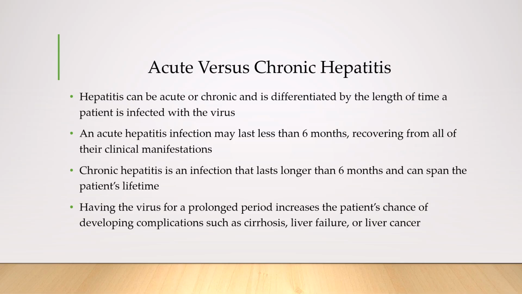So now let's talk about acute versus chronic hepatitis. Hepatitis can be acute or chronic, and it is differentiated by the length of time a patient is infected with the virus. So, an acute hepatitis infection may last less than 6 months, recovering from all of their clinical manifestations. Chronic hepatitis is an infection that will last longer than 6 months and can span the patient's lifetime. So 6 months is the marker there. Having the virus for a prolonged period will increase the patient's chance of developing complications such as cirrhosis, liver failure, or liver cancer.